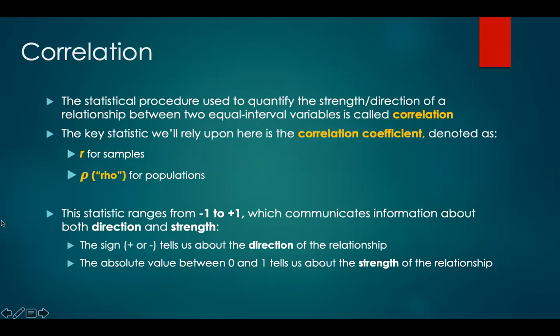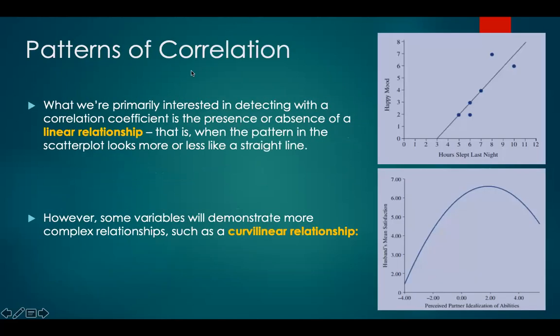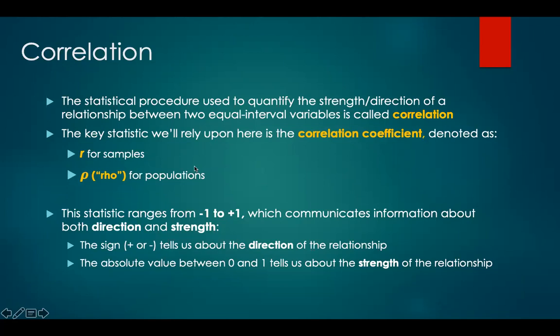The statistical procedure used to quantify the strength and direction of a relationship between two equal interval variables is called a correlation. The key statistic we'll rely upon here is the correlation coefficient, denoted as r for samples and rho for populations. This statistic ranges from -1 to +1, which communicates information about both direction and strength. Now the sign, plus or minus, tells us about the direction of the relationship. Or in other words, as one variable goes up, the other one goes up would be a positive relationship. As one variable goes up, the other one goes down is a negative relationship. Now the absolute value between 0 and 1 tells us about the strength of this relationship.